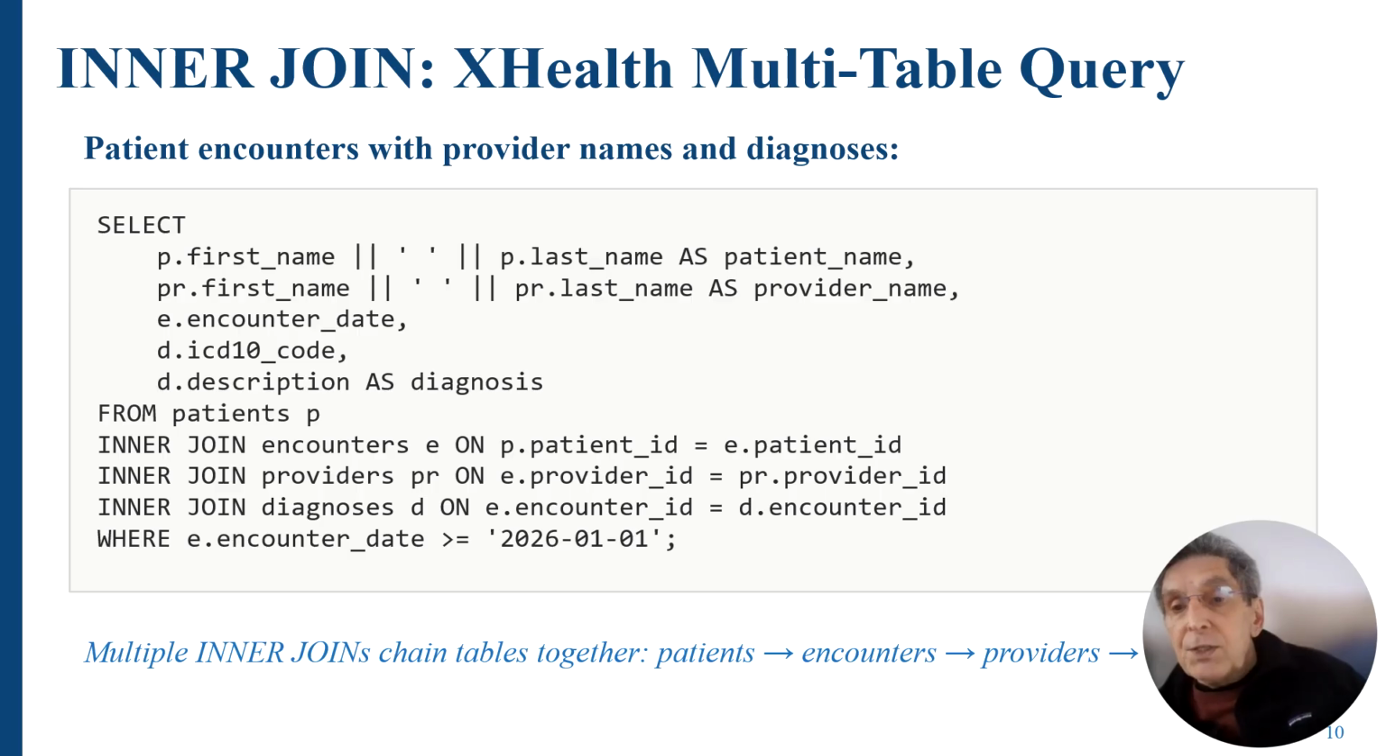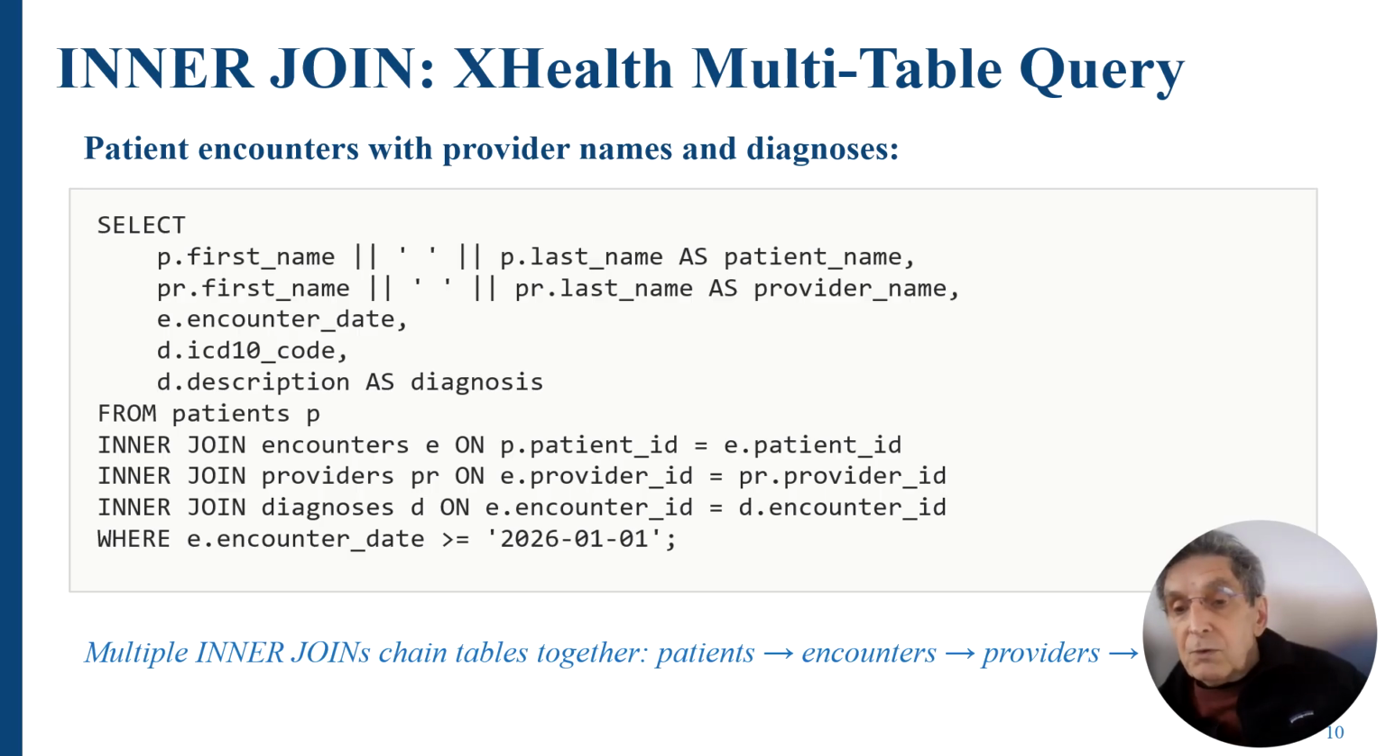We start from patients, then inner join encounters on patient ID, then we inner join providers on provider ID to get the provider's name, and finally we inner join diagnoses on encounter ID to get the diagnosis codes and descriptions. So the where clause filters encounters from 2026 onward.